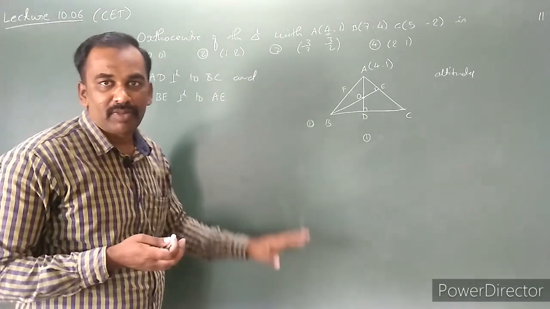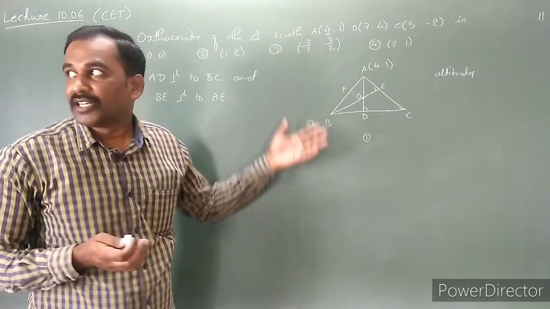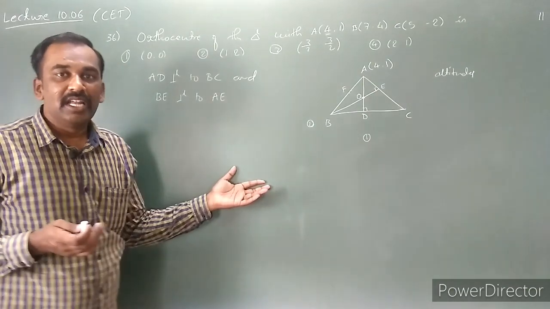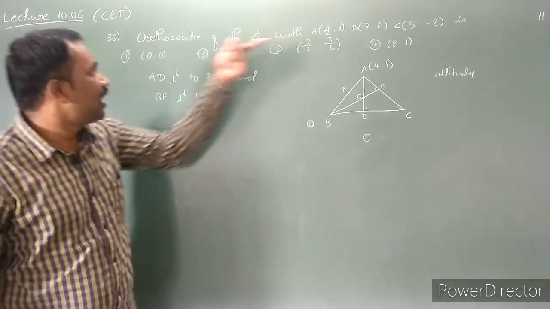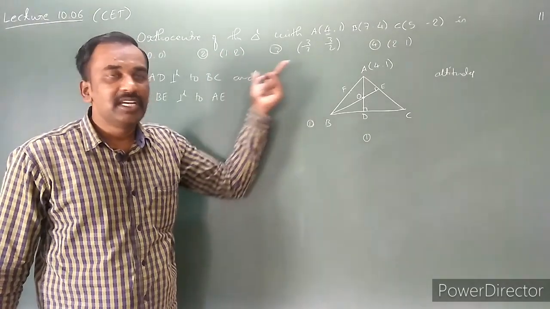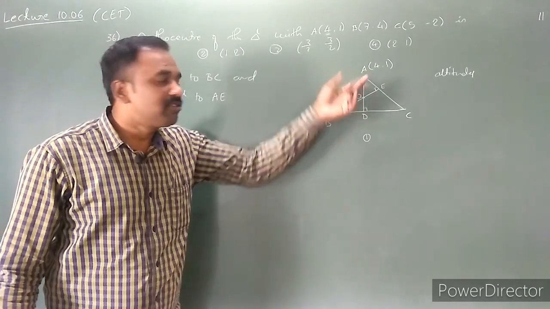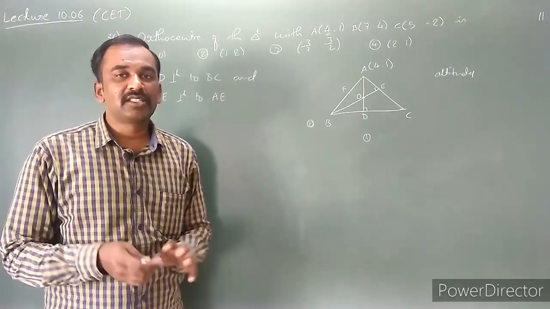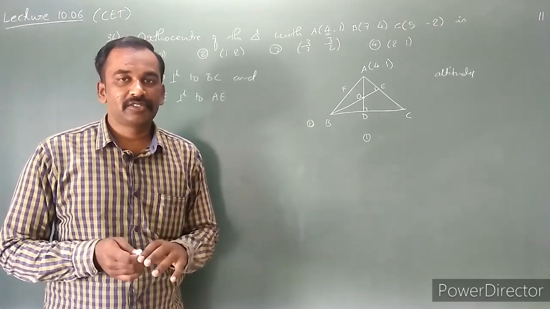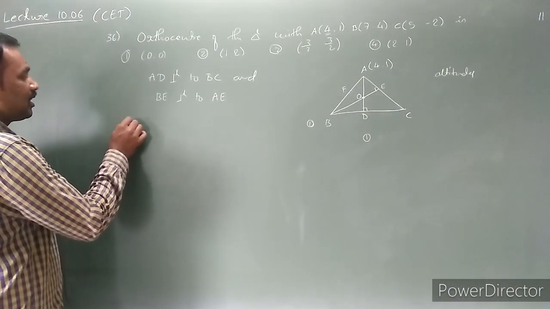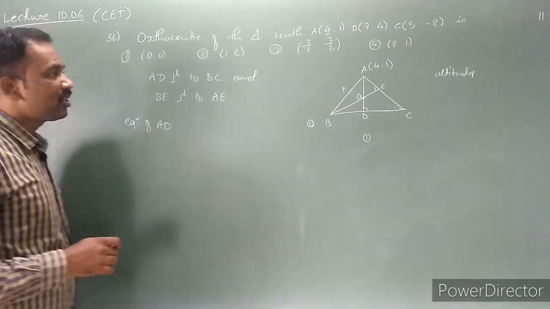Are you clear? This is the mathematical process. Finding AD, finding the BE equation, then simplifying is a little bit of a lengthy process. So I just find the AD equation and check the options. If two points satisfy it, then find the BE equation and solve the two line equations to get the required orthocenter of the triangle. Now I just find the equation of AD. How do you find the equation of AD?